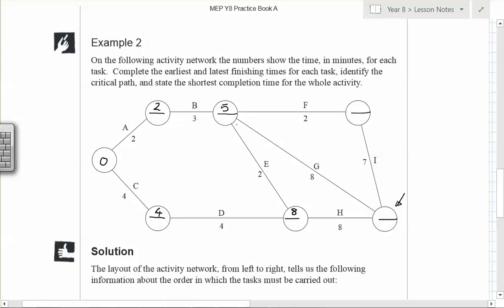Now that obviously affects things. So F is only 1, so that's 7.